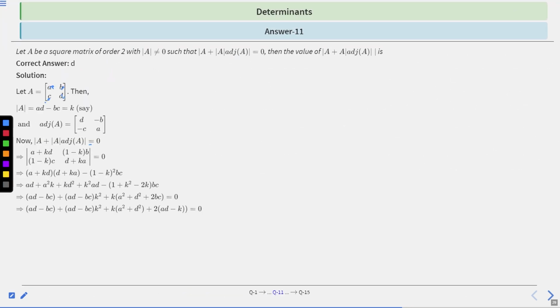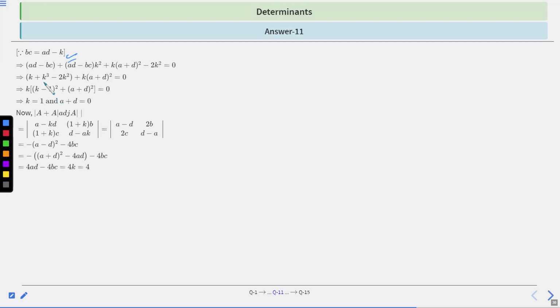Since BC is equal to AD minus K, BC is equal to AD minus K. Now, put AD minus BC as K everywhere. You will get this equation: K plus K cube minus 2DK square plus K times A plus D whole square. Now, take K as common: K into K minus 1 whole square plus K plus A plus D whole square. So, after solving, you will get K is equal to 1 and A plus D equal to 0.